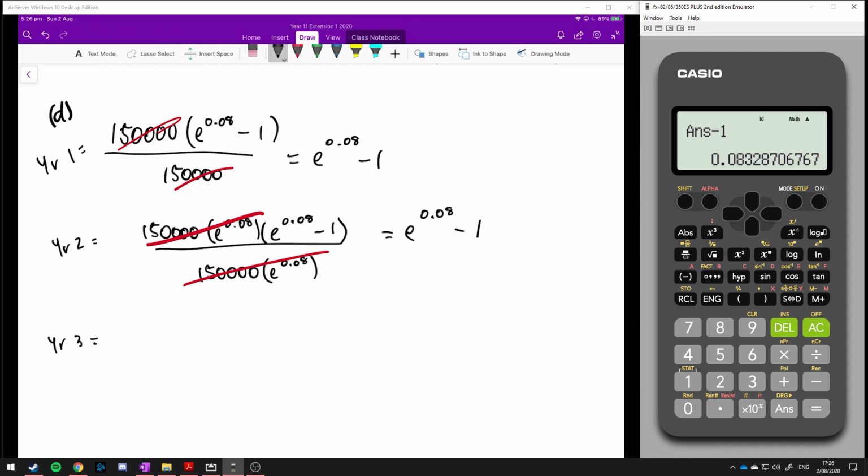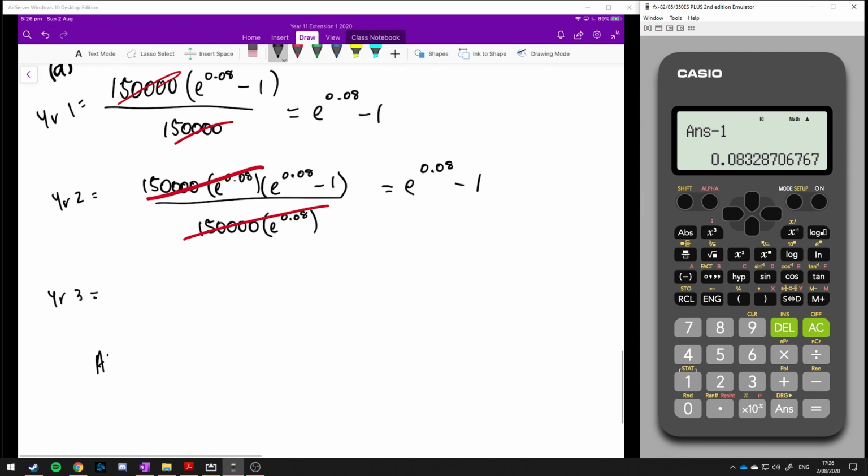Now, the proportional increases are all equal to e to the 0.08 minus 1. So therefore it is approximately equal to 8.33%. And that's that number that we keep popping up with.